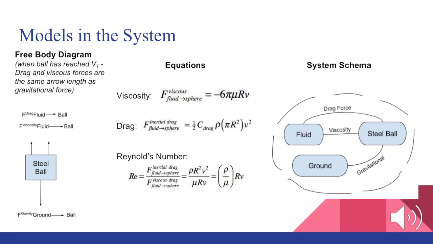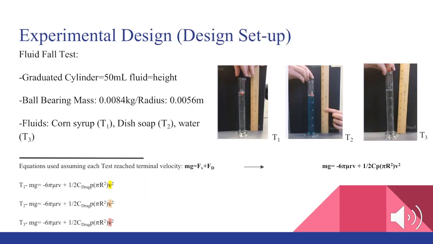The models we included were a free body diagram, which shows the forces pushing up and down on the sphere, and a system schema, which shows gravitational and contact forces between all the objects in the system. The concept that we based our experiment for viscous force on was Newton's second law, and for drag force was Newton's third law. The equations shown are Reynolds number, which is the ratio of drag force over viscous force, and the viscosity equation and the drag equation.